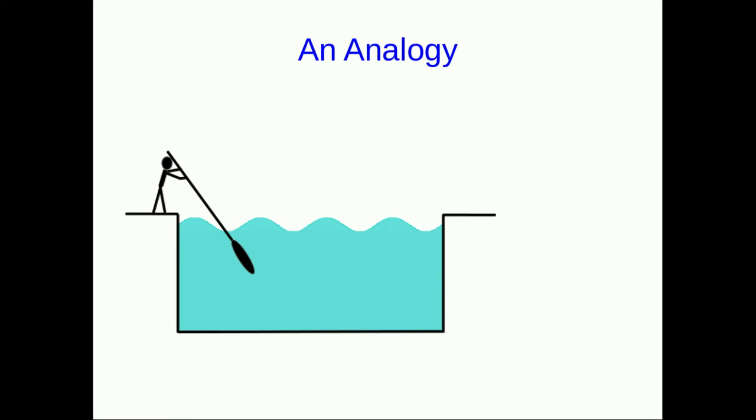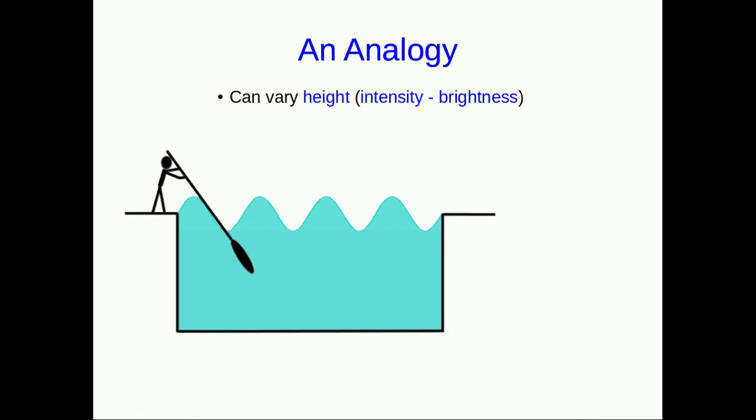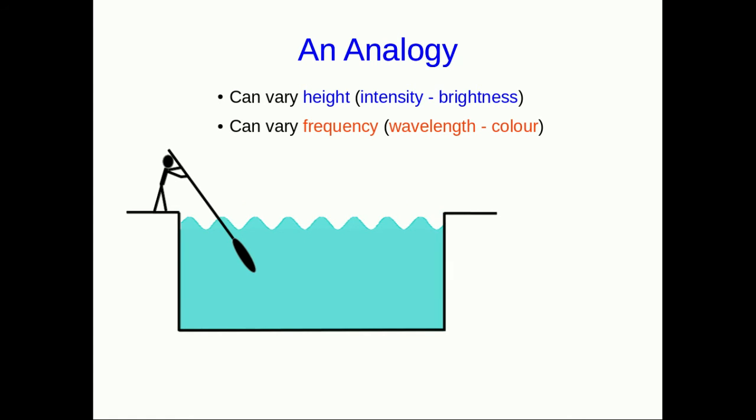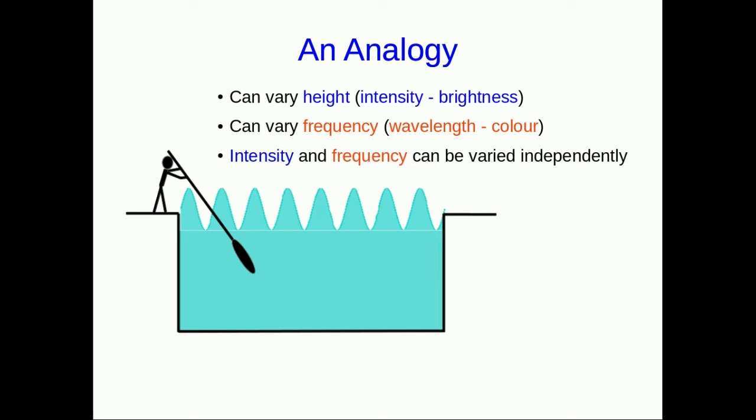And you can make fairly long wavelength waves. And if you, say, push your paddle harder or use a larger bladed paddle, you can perhaps vary the height of your waves. And this is analogous to changing the intensity or the brightness of your UV light. But you could also wiggle your paddle back and forth really fast to vary the frequency. That's like varying the wavelength and color of the UV light. And so the important point here is that you can make short wavelength tall waves, or short wavelength short waves, and you can make tall long wavelength waves and small long wavelength waves. So you can vary your intensity and your frequency independently.